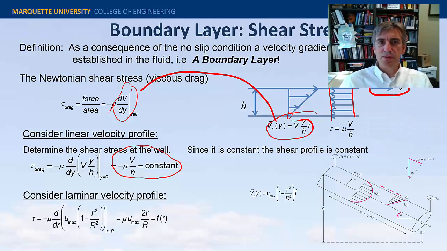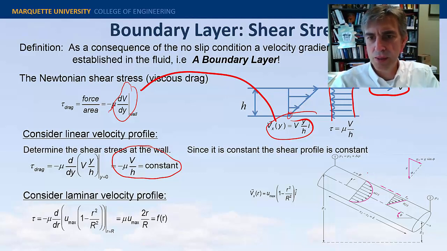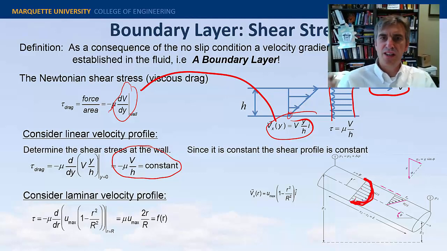Now, that's just a simplified linear velocity profile. There are no linear velocity profiles except in that specialized case. Most velocity profiles look something like this. This is the flow in a pipe where you've got some nonlinear velocity profile, nonlinear with respect to the independent variable, in this case r.